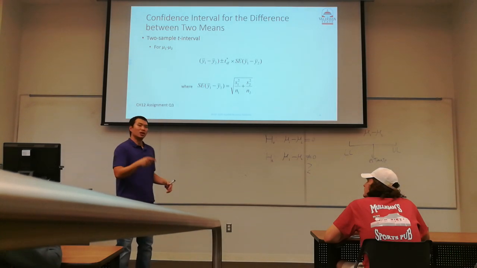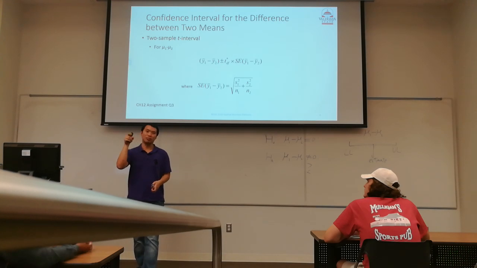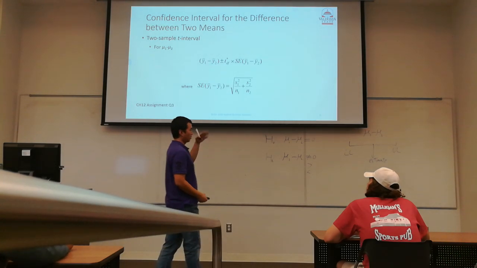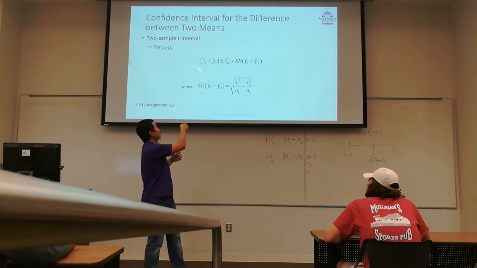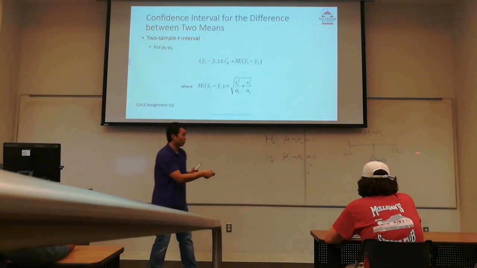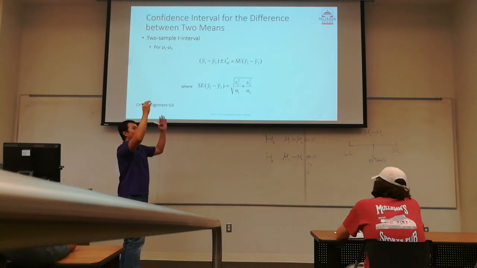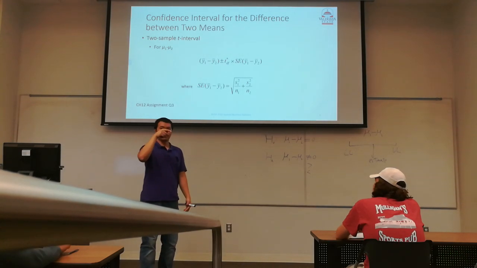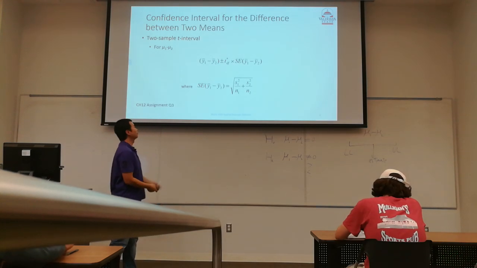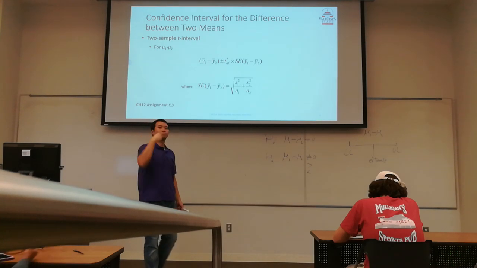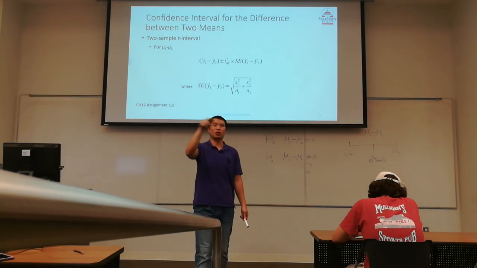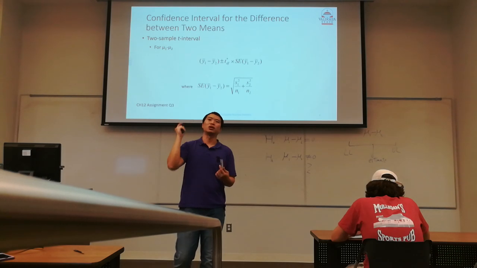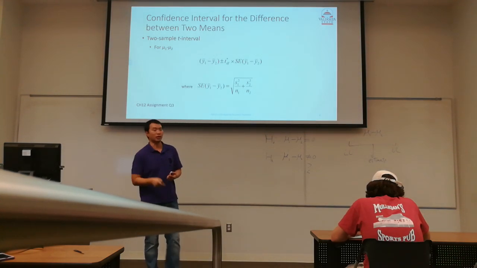The general expression for the confidence interval is estimate plus minus the margin of error. The estimate is y1 bar minus y2 bar, so sample mean 1 minus sample mean 2. That's our estimate, our central point here. Plus minus the margin of error, or critical value times the standard error. Again, the critical value is t, depending on the sample size, degree of freedom. And the standard error is square root of sample 1 standard deviation squared over sample size 1, plus sample 2 standard deviation squared over sample 2 size.